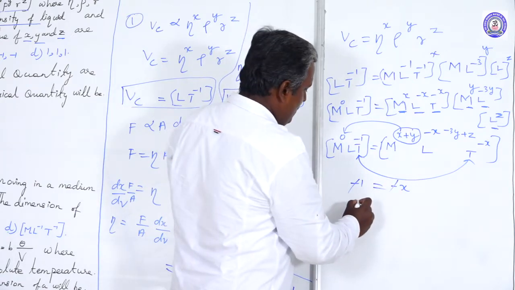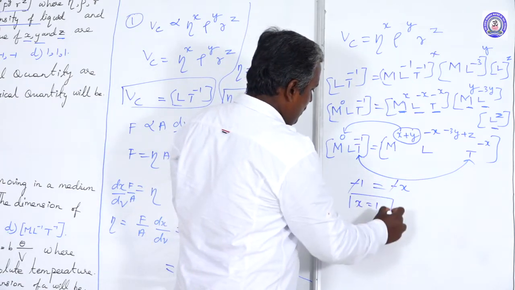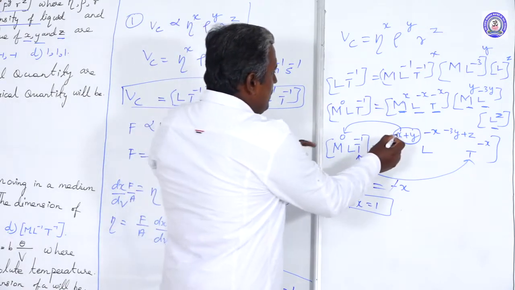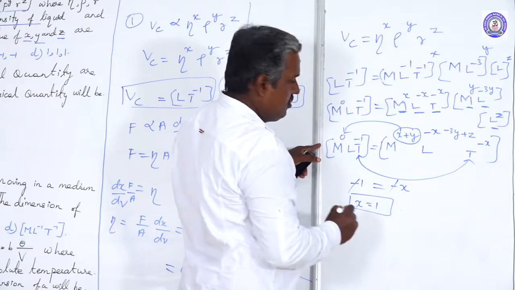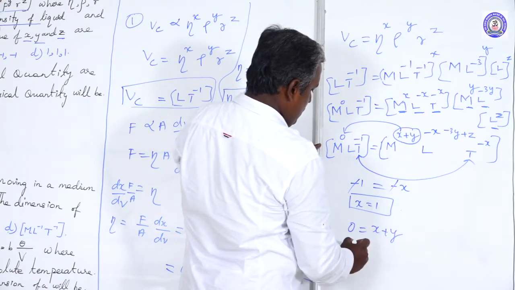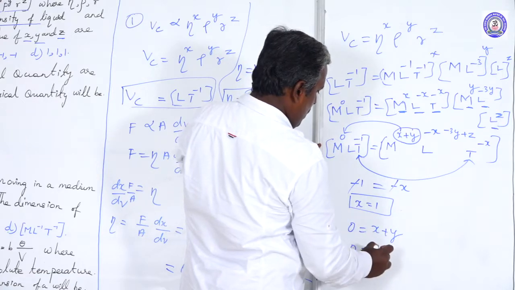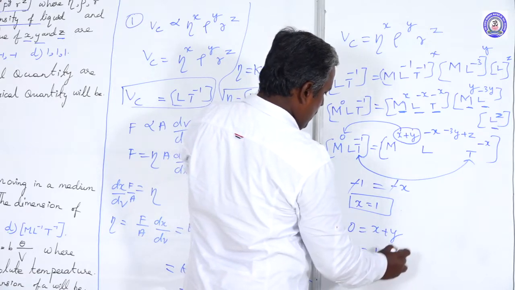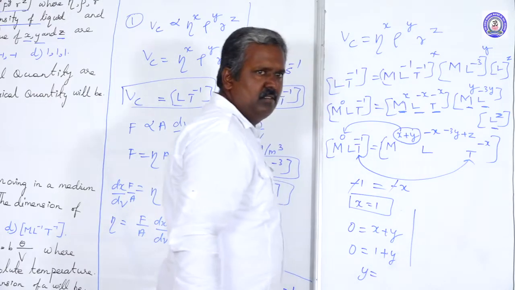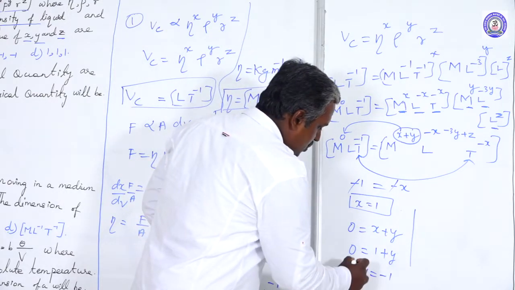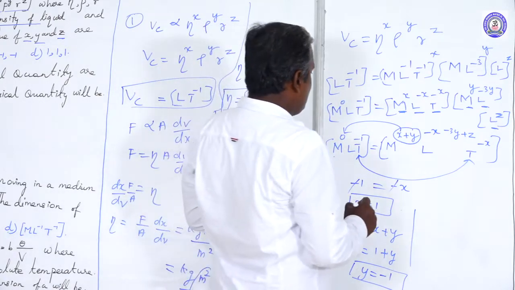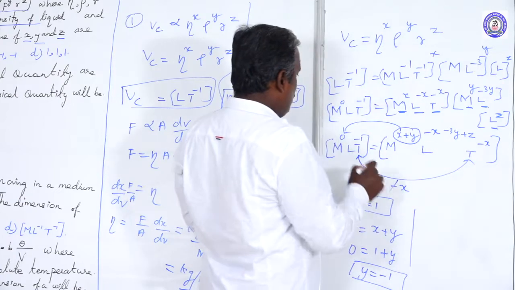Minus minus cancel, so x is equal to 1, clear? And x plus y is 0, no? So 0 is equal to x plus y, so 0 equals 1 plus y, so y is equal to minus 1, clear? And t values, t completed, no problem.